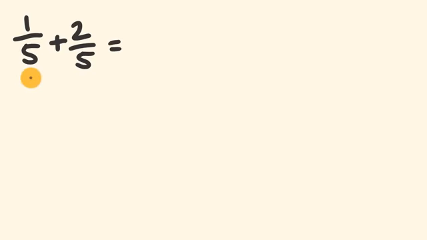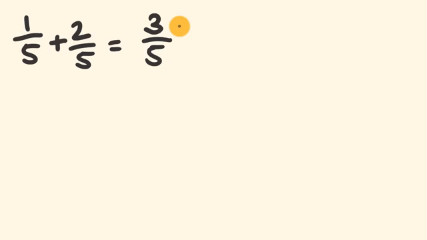If this is the case, what we do for our answer is we keep that same denominator. So in this case, the denominator is 5. For our answer, the denominator will also be 5. Now, for the numerator, the top number, all we do is just go through and add. 1 plus 2 is equal to 3. And that's how you add fractions with like denominators, with the same denominator. Keep that denominator in your answer and just add the numerators, add those top numbers together.